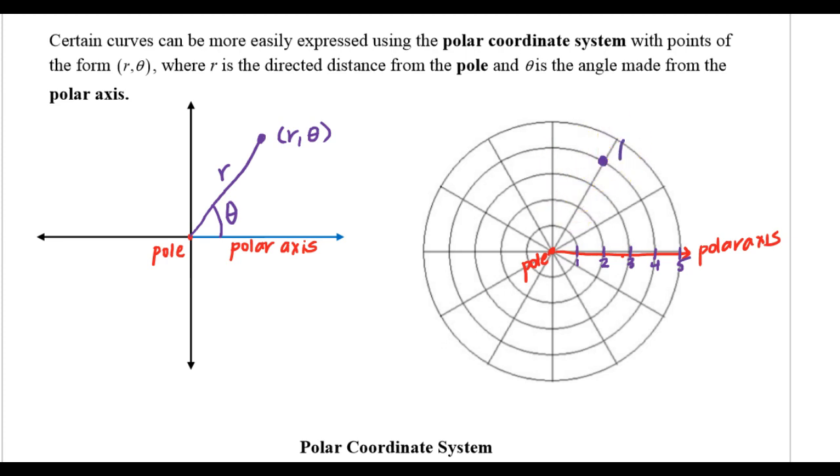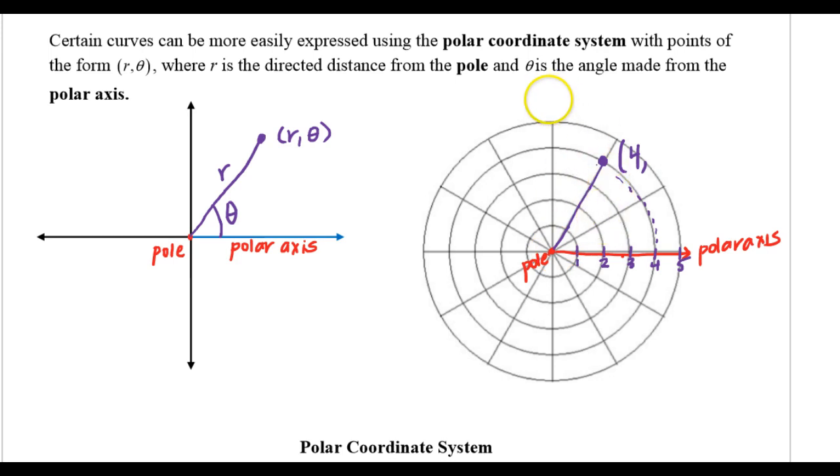Well, if I were to start labeling it, r is how far it is from the pole. So it's 1, 2, 3, 4 units away. So it falls along this fourth ring here. So 4 would be the distance from the pole. And then I would need to find the angle that it makes.